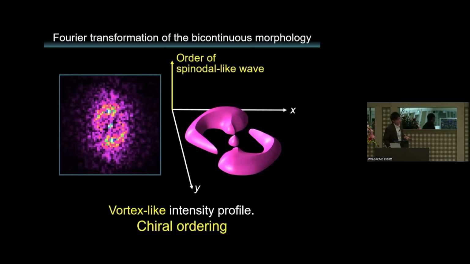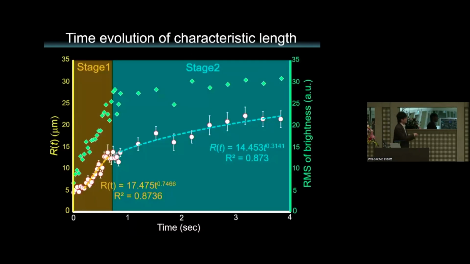Then a similar discussion was applied also for this dynamics. This is the time evolution of the characteristic length of the bicontinuous pattern, and the yellow dots indicate the time evolution of that. And the green indicates the root mean square of the brightness as a reference. Maybe you can see that there is a discontinuous change dividing it into stage 1 and stage 2. And please remember the previous discussion. We can apply the same discussion. The power of the fitted power function was very similar to the inertial regime and the rippling regime. So also in this case, despite the single-component system of water, the dynamics has similarity with spinodal liquid phase separation, and the analysis of the dynamics supports the fluidity of the homoimmiscible water.